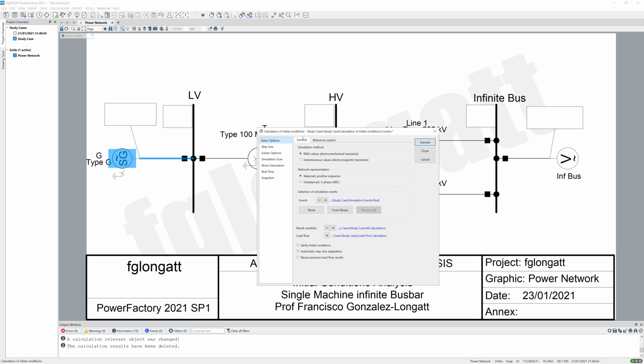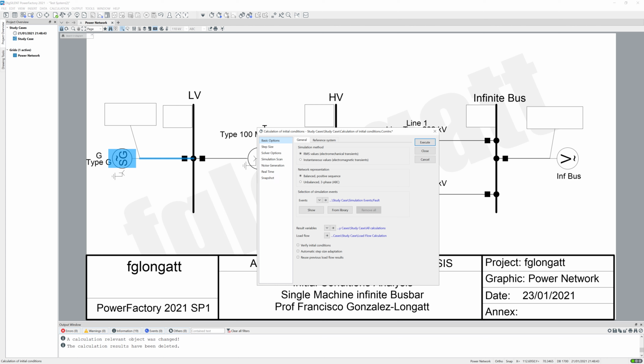There are more configurations here about step size for the integration, solver equation, and so on. I will not go into details because this is not a training about DIgSILENT PowerFactory. This is just a basic explanation for my students so that they can perform the basic initial conditions, okay?